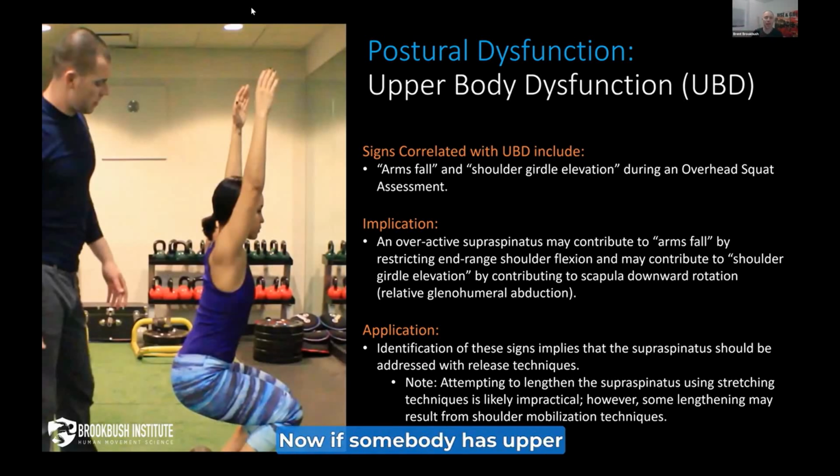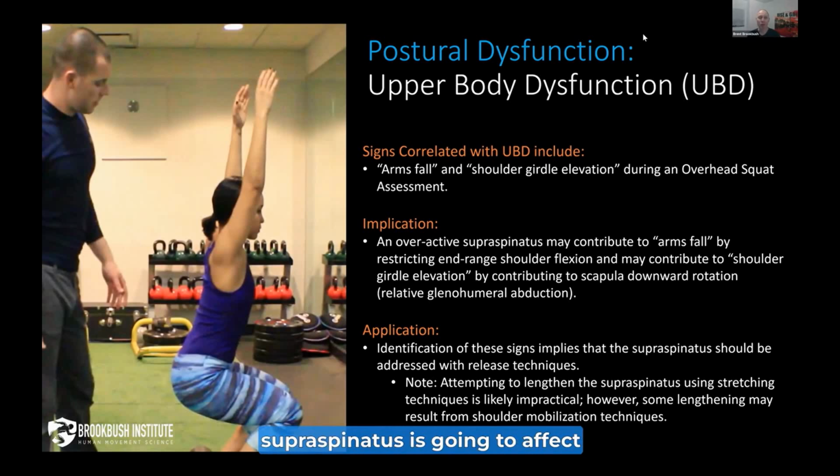Okay? Now, if somebody has upper body dysfunction, we just read the research that shows this is likely to lead to supraspinatus overactivity. It probably contributes to arms fall, the supraspinatus that is, by restricting end range shoulder flexion. And you're probably thinking to yourself, but the supraspinatus doesn't do shoulder flexion. And that's true, but we don't always have to have the muscle that restricts a joint motion to restrict it based on osteokinematic motions alone.